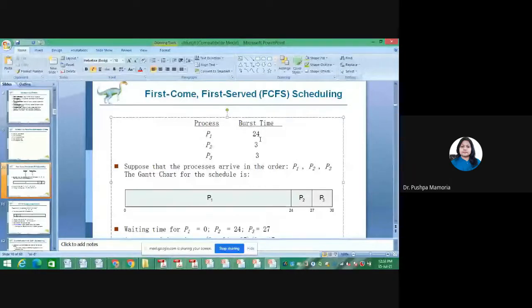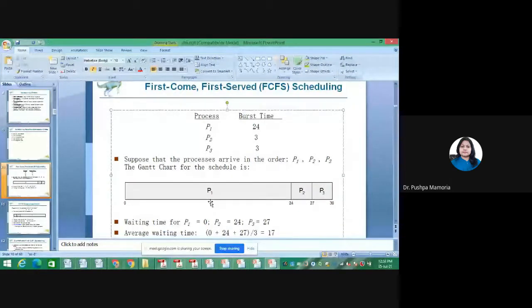Here no different arrival time is given, meaning all the processes have zero arrival time. Means they are all in the system at the same time, that is zero. So on the basis of this order we can make a Gantt chart for these processes. We'll arrange these processes as per the given burst time and on the basis of the principle of a first in, first out queue.